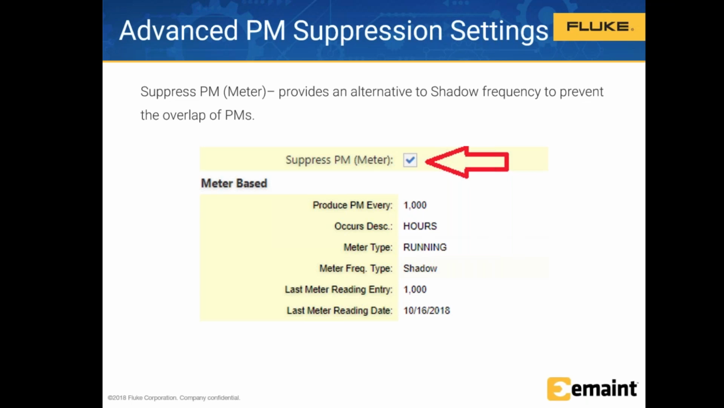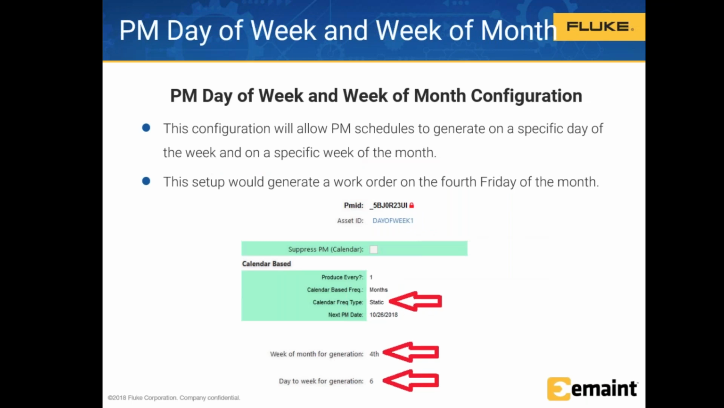All right, so we're going to now move on to some advanced configurations that you can do in the system when it comes to PM generation. We just talked about suppression. Now let's talk about the advanced configs that you can do.